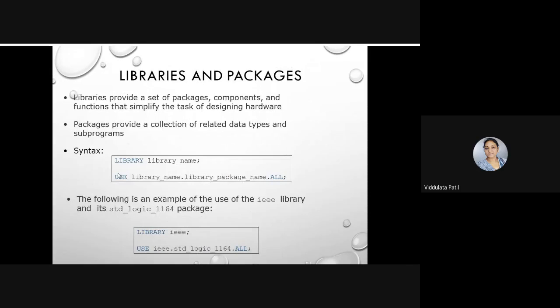Okay, then after that we need to add the package. For that we use the library name that we need to specify, then dot, then the library package name, and then dot all semicolon. Dot all means all the functions which are available in that package will get added. So we can use all the functions or all the data types that are available in that package in this program.